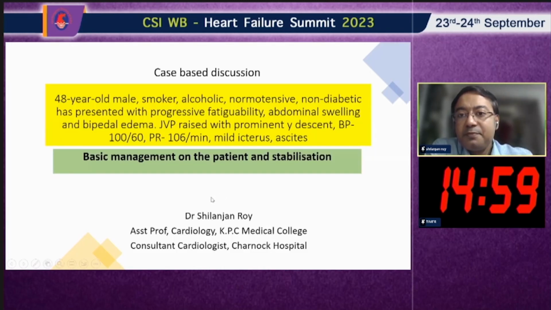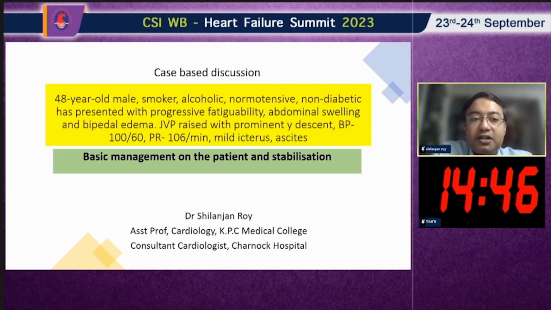Let me start the second part of the presentation. Obik has already discussed the possible etiologies that this patient can present with. I have been assigned the discussion of basic management and stabilization of this patient.